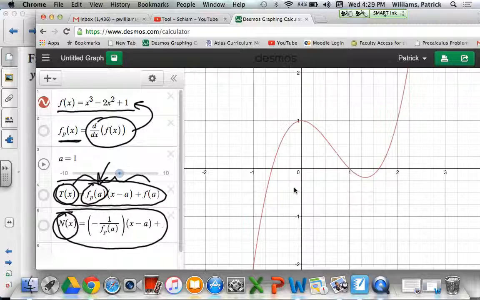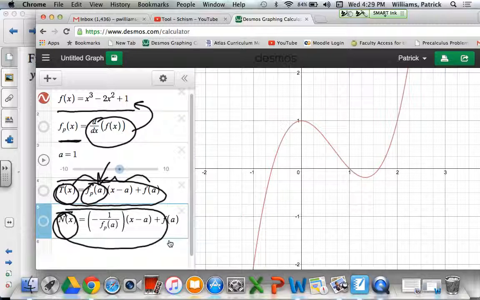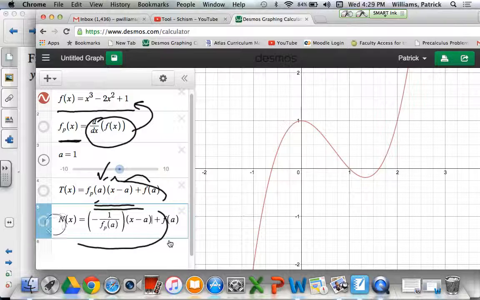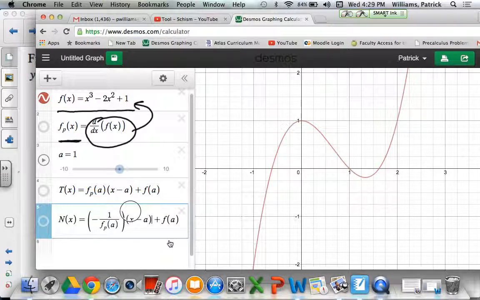Likewise, n of x is my normal line. What's the only difference? And let me click on this so it can be a little bit bigger. What's the only difference between the equation for n of x and the equation for t of x? Well, you'll notice that they both use the same point, that point a comma f of a, but the difference is the slope is different. In this case, the slope is the negative reciprocal of this slope right here.